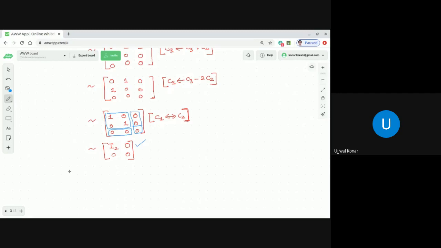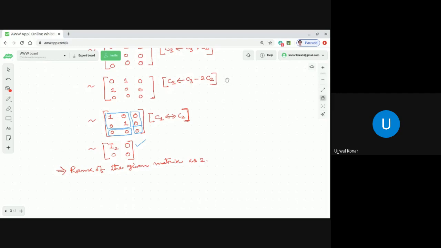So this implies the rank of the given matrix is 2.